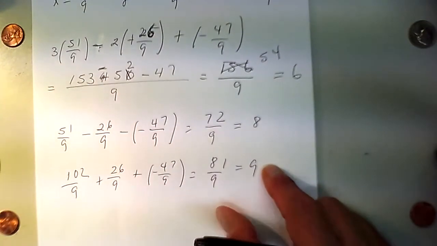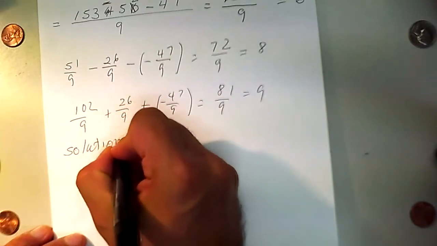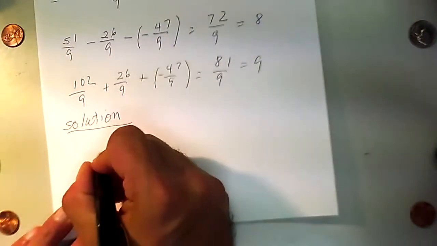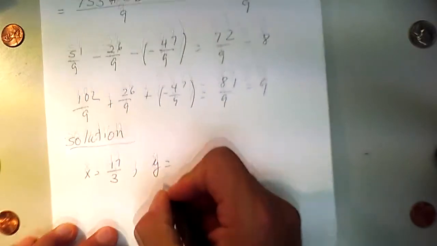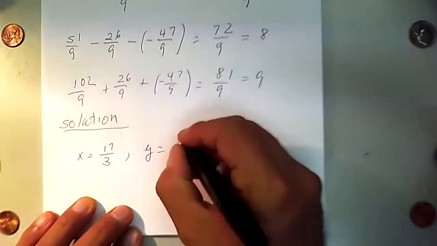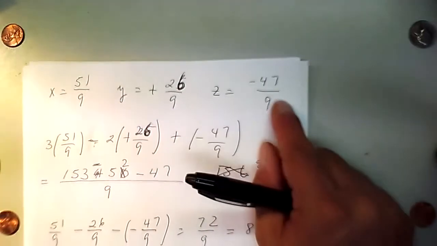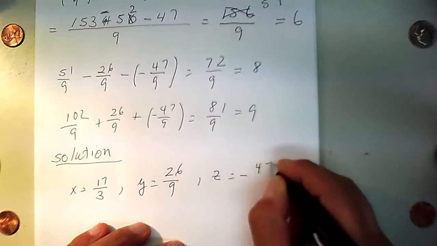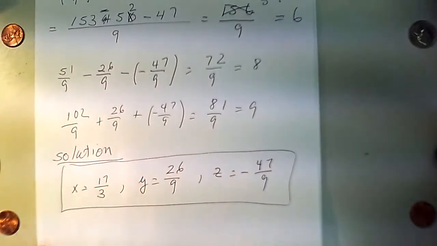Okay, so now we're ready to write the answer. So the solution, now that we write the solution, we say, okay, that is 17 over 3. X should be 17 over 3. Y is the fixed number, 26 over 9. And Z should be negative 47 over 9. So there's our solution to the system of equations using Cramer's rule.